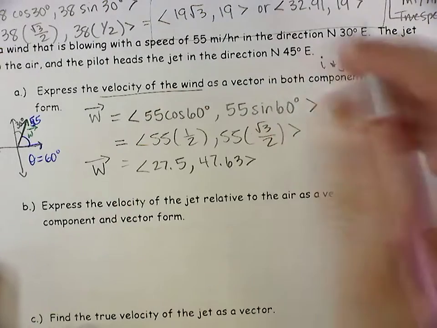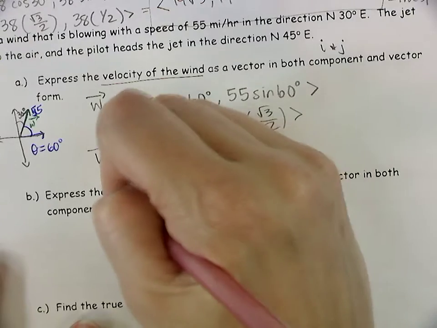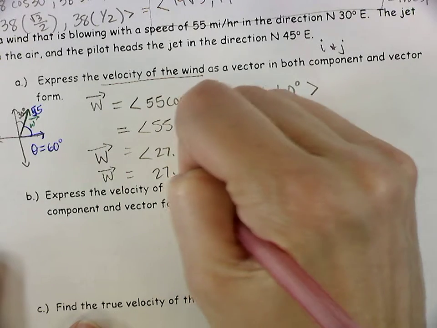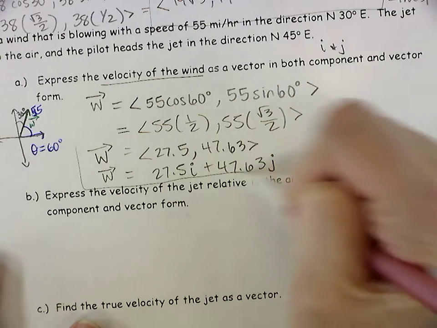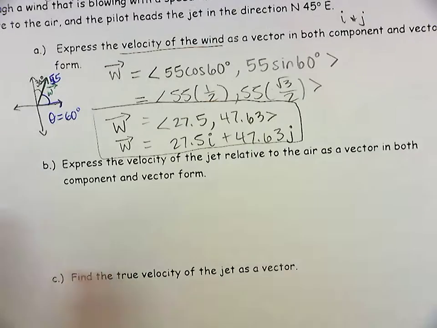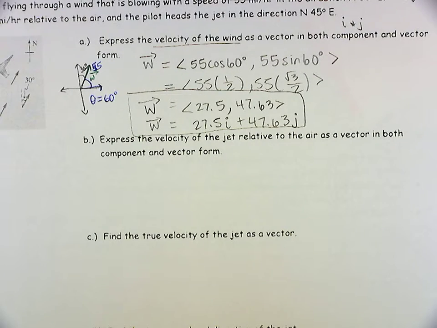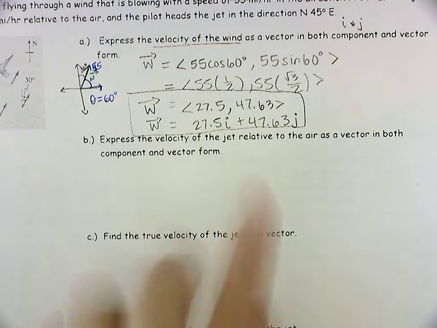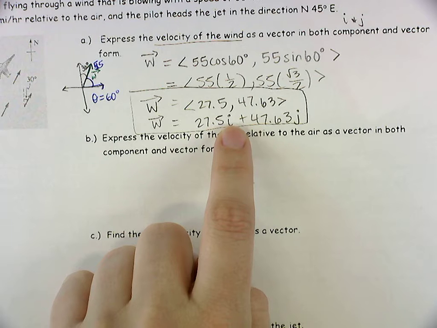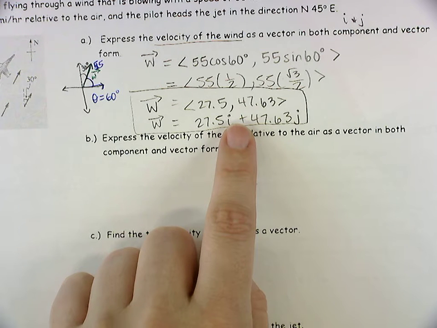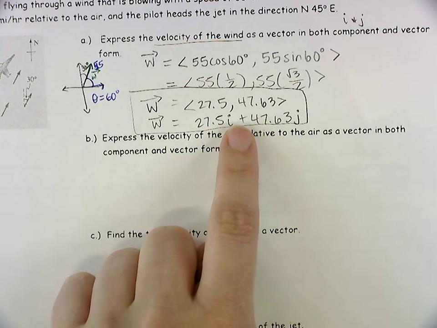Okay, so that's going to be your vector, and then in terms of I and J, 27.5I plus 47.63J. Okay, do you guys have questions for me on that? Is that all we did? So vector form is what the book is going to call this first form here with A and B. And then component form, if they just say component and vector, this is their component form. But then sometimes they'll say component with I and J. So if I want I and J, then I'll say that to you on a test or quiz, so you don't have to guess which one.